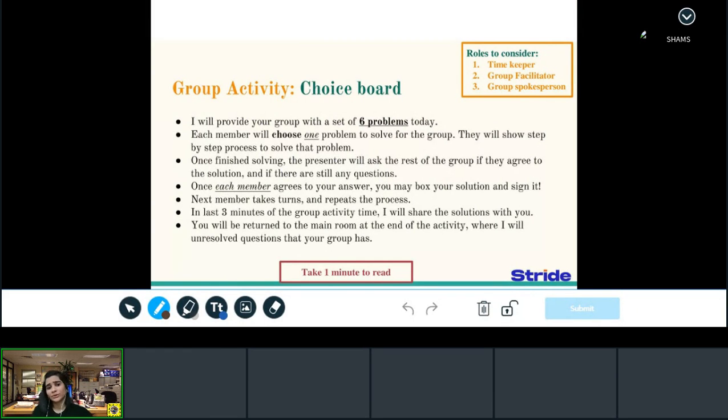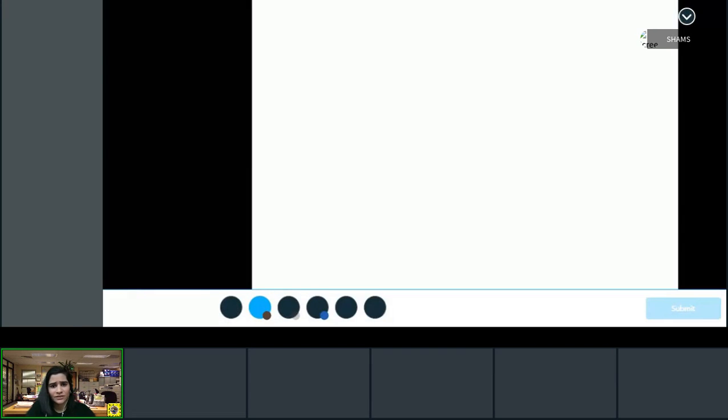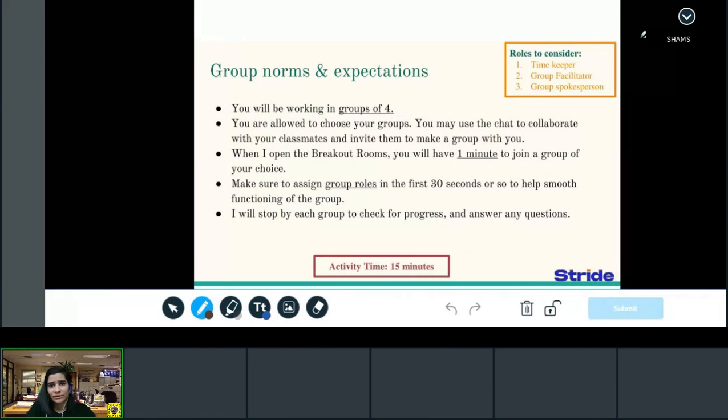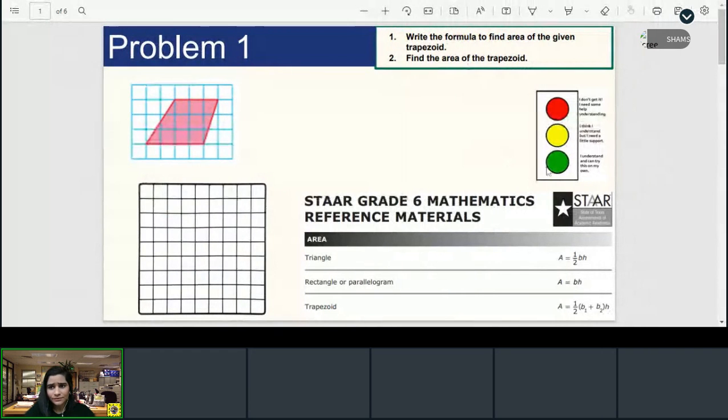If each member of the group agrees to their answer, they will box their answer and sign it. The next group member takes turn. In this way, every member will take turn until the 15 minutes are over. In the last 3 minutes of the group activity, I will share the solutions with them, and then we will all return to the main room. There are also some group norms I would want them to follow: timekeeper, group facilitator, and group spokesperson.